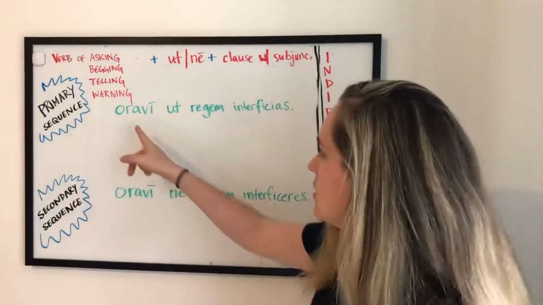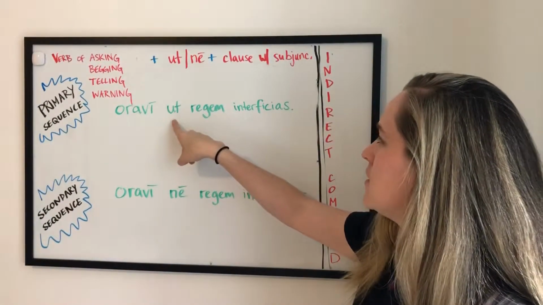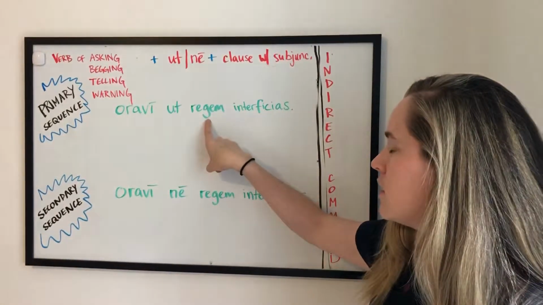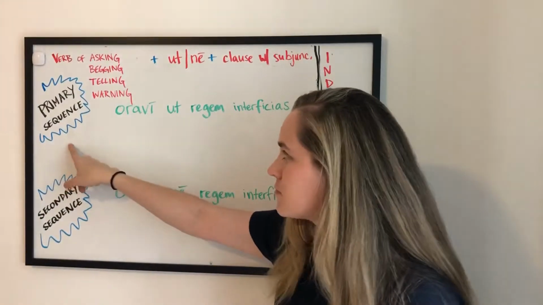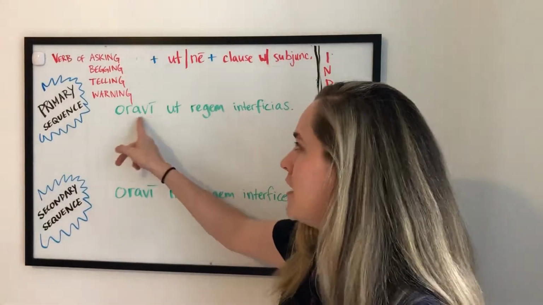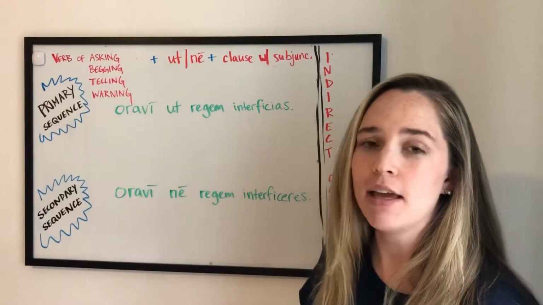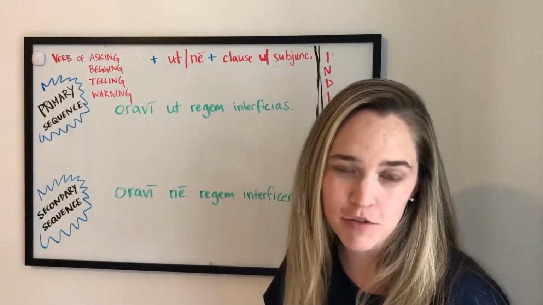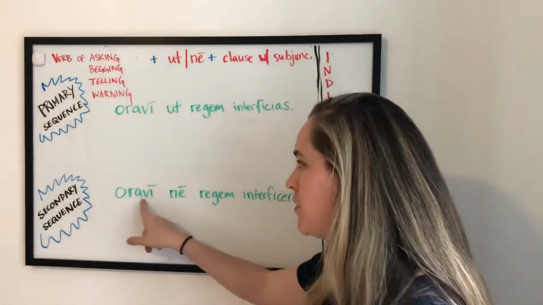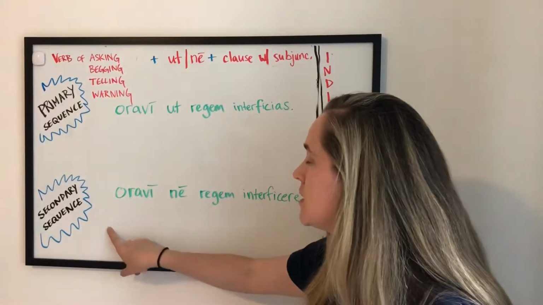So here's one sentence. I have begged that you kill the king. We're in primary sequence. How do I know that? Well, I translated oravi as I have begged, which means oravi is a present perfect verb. And you'll notice that it looks exactly the same as oravi, the perfect verb, which down here I would translate as I begged in secondary sequence.